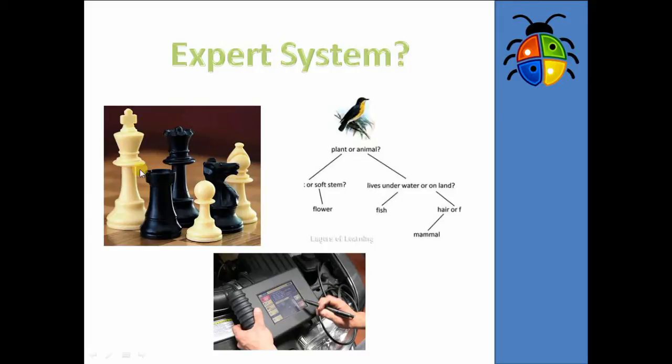Likewise, in game systems, there's going to have to be a certain amount of decisions made depending on what the other player does. So an example is a chess game is going to use an expert system to try and work out what the next move is that should be made by the computer. So let's have a look at an expert system.